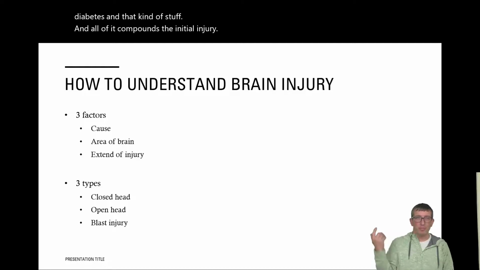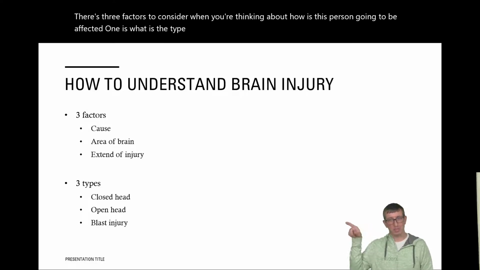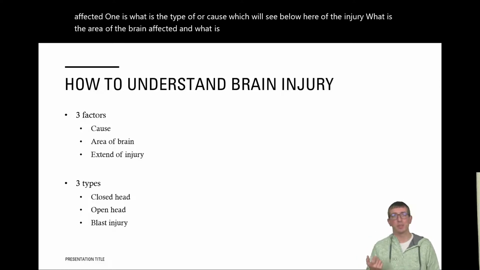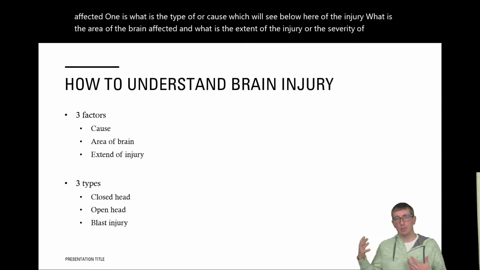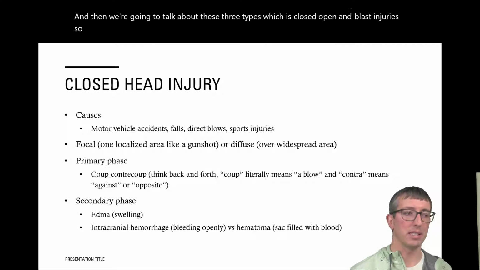There's three factors to consider when you're thinking about how this person is going to be affected. One is the type or cause of the injury, which we'll see below here. What is the area of the brain affected? And what is the extent or severity of the injury? And then we're going to talk about these three types, which is closed, open, and blast injuries. So that's what we'll break down a little bit more.